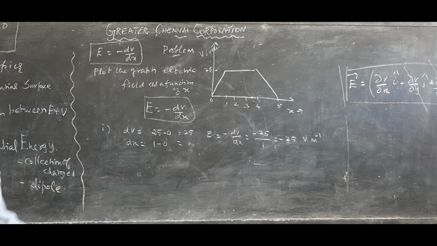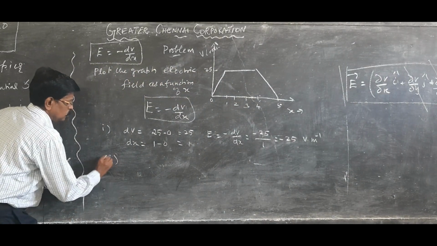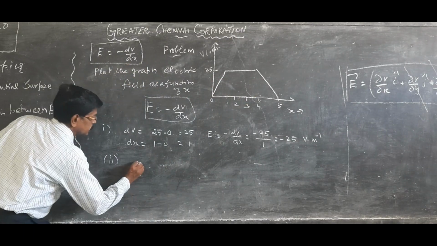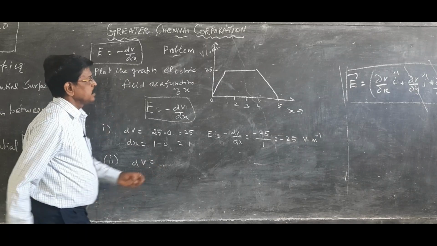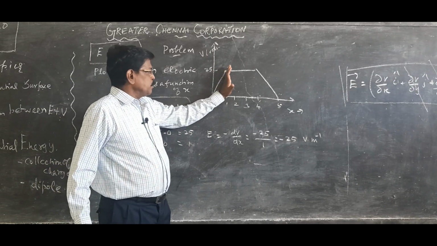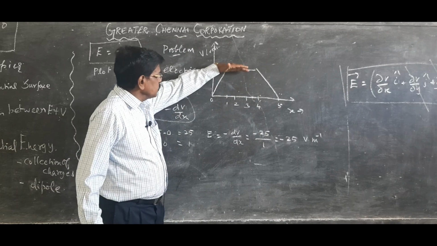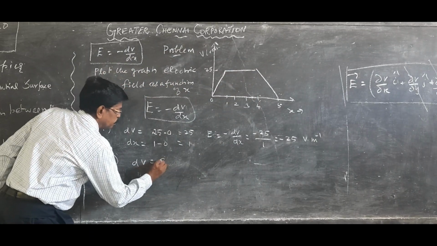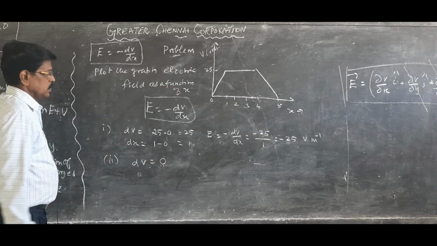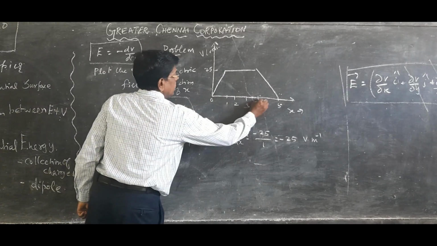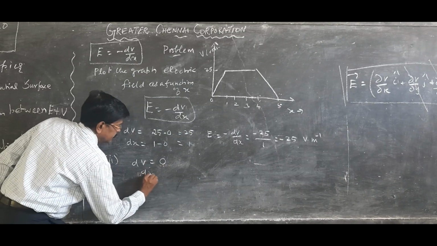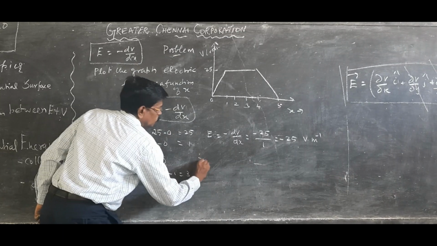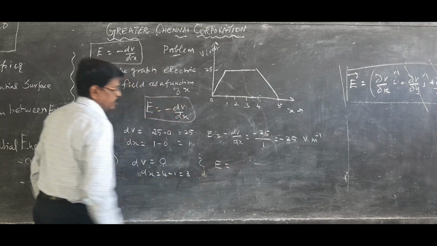Okay. For the second portion, which one is the second portion? This constant portion. In this constant portion, the potential at this point and the final point remains the same value. There is no change at all. So the change in potential is 0. What is the change in distance? dx is 4 minus 1, that is equal to 3. So in this case, what is the value of E?